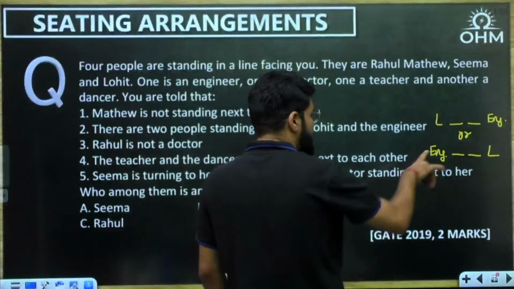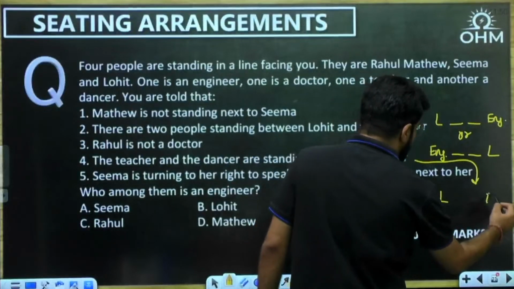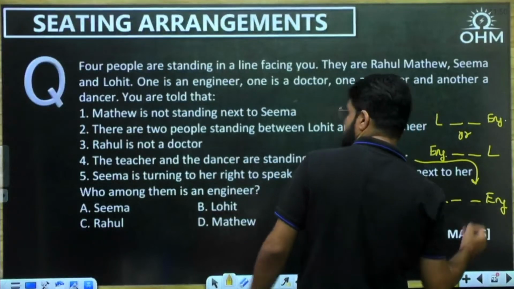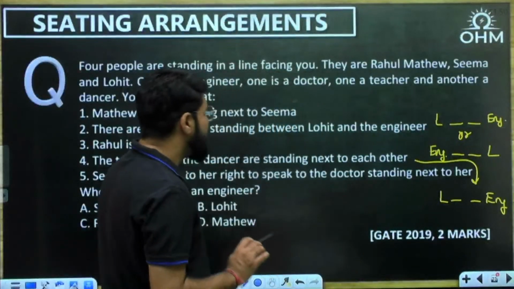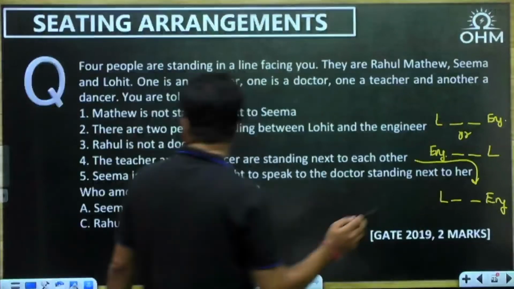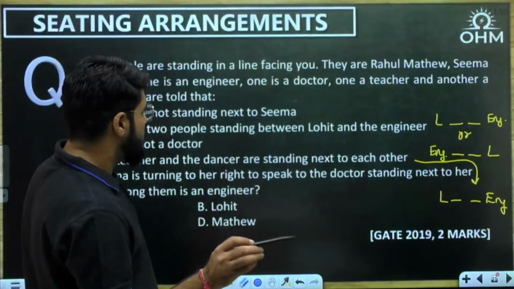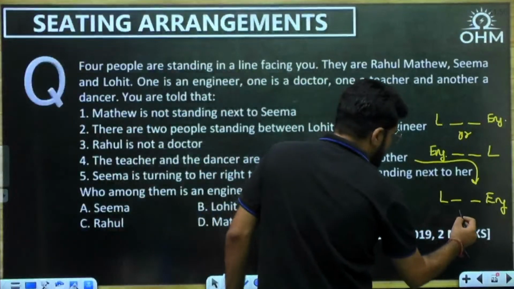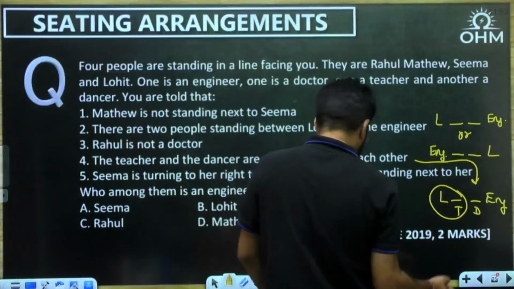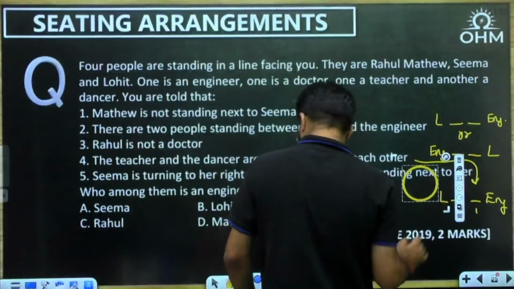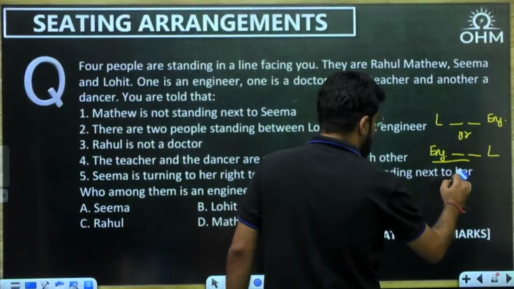Now this means the only places available in between, see, Lohit and engineer, this is the case I have taken, are two places, and teacher and dancer are standing next to each other. Seema is turning to the right to speak to the doctor. So the teacher and dancer may be here or maybe here also. I don't know, maybe Lohit is a teacher or dancer. There is not enough conclusion right now. Let's work out further details.